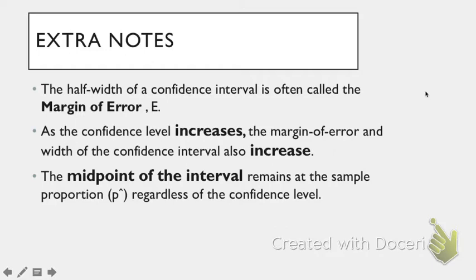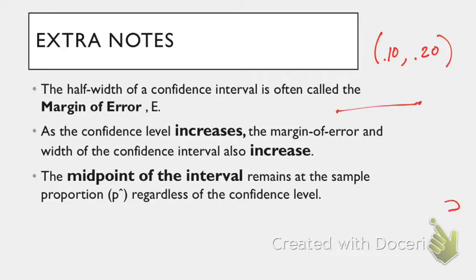Here are some extra notes, and you'll want to know these because they are questions that typically get asked. The half width of a confidence interval is called the margin of error. So if the confidence interval was from 0.10 to 0.20, my margin of error would just be half of that range, which would be 0.05.